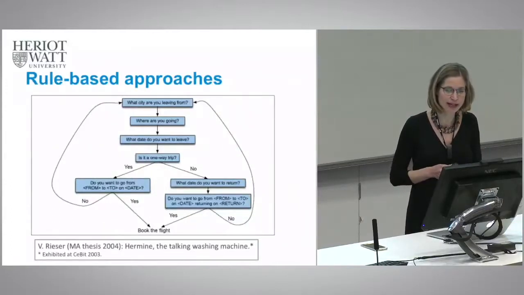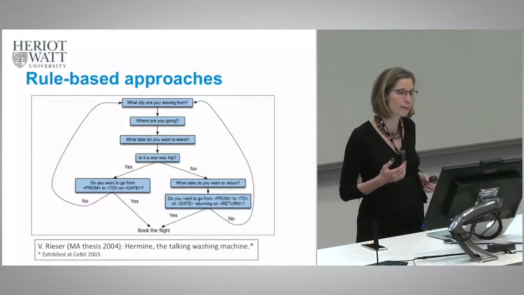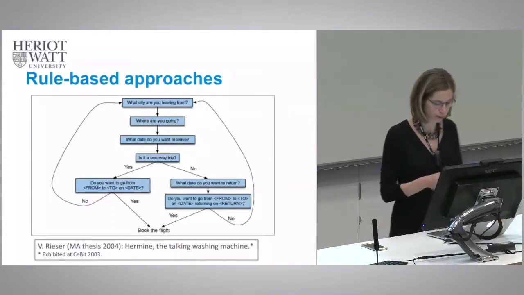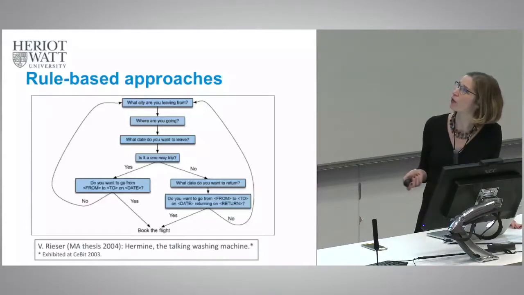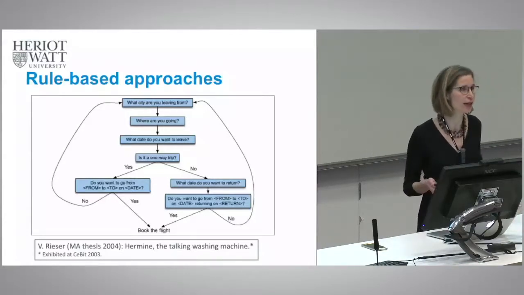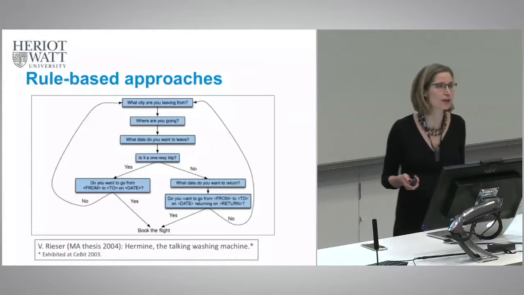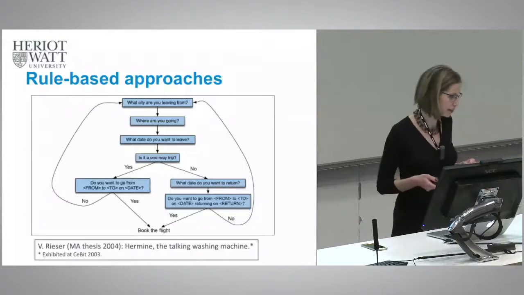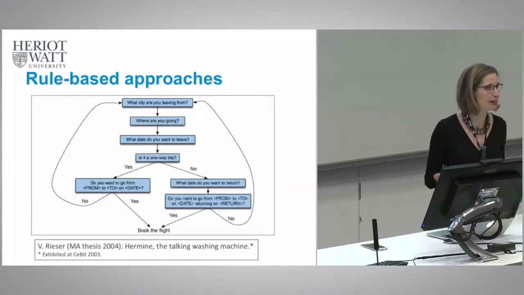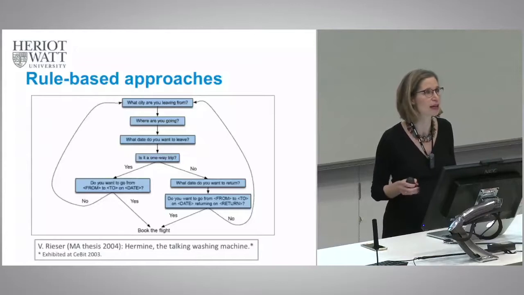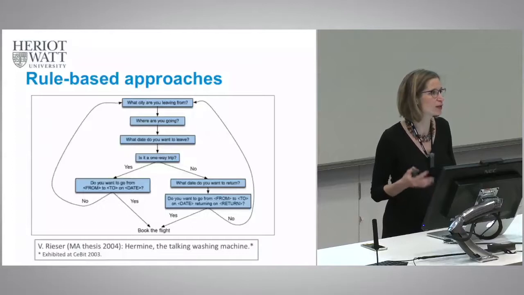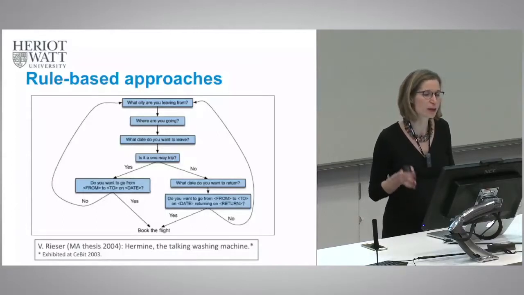So I already mentioned that traditionally these systems were mainly hand-coded. So the system designer would come up with some sort of decision tree of how the system should behave in a situation, and then transform this decision tree into a set of rules. And I've already mentioned that this is not really scalable, and especially when we move to domains which we call open domains, so domains which are not restricted to a certain task, it gets pretty much impossible to write down all the rules.